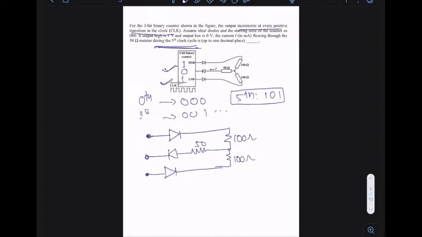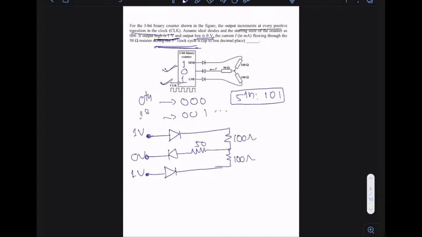Because we are saying this is 1, and in the question it is given that output high is 1 volt and output low is 0 volts, right? So wherever I get logic 1, I think of it as 1 volt. Whenever I get 0, I think of 0 volts. And whenever this is again 1, it is 1 volt. So this is 1 volt, this is 0 volt, this is 1 volt.